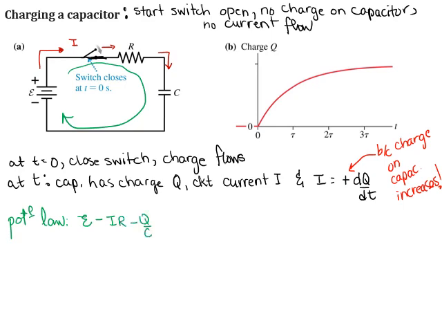So we lose potential going across the capacitor because we're adding charge to it. The top plate becomes positive and the bottom plate becomes negative. So as we go around that circuit, we go from positive to negative, a drop in potential. And that has to equal 0.